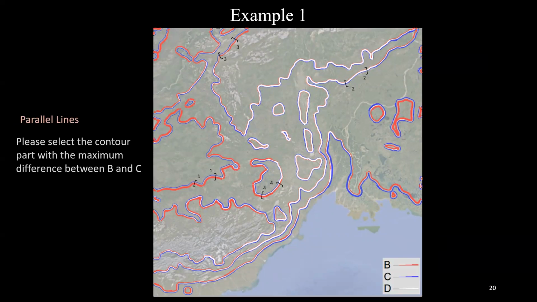Now, if we go to parallel lines, it's much easier to say that one is the right answer, as we can clearly see the actual values of B and C separately, making an easier difference calculation. Therefore, parallel line is the winner.